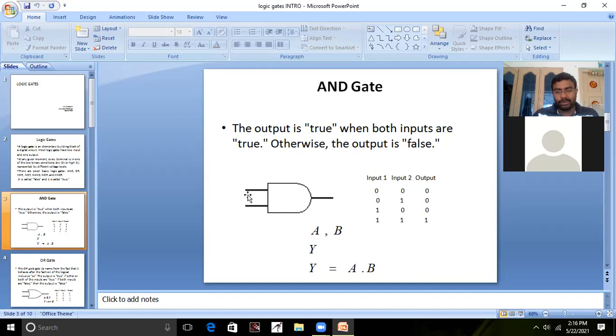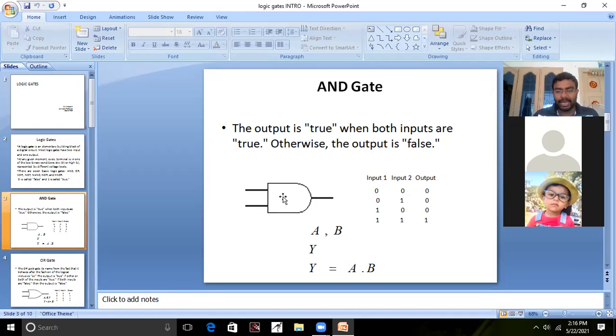If I am taking two inputs A and B, the output of the AND gate Y is equal to A into B, which means the AND gate is used for multiplying the inputs. You can see that in the truth table. If A equals 0 and B equals 0, then 0 into 0 gives output 0. If A equals 0, B equals 1, 0 into 1 is 0. If A equals 1 and B equals 0, 1 into 0 is 0. And when A equals 1 and B equals 1, your output is also 1, since 1 into 1 is 1.